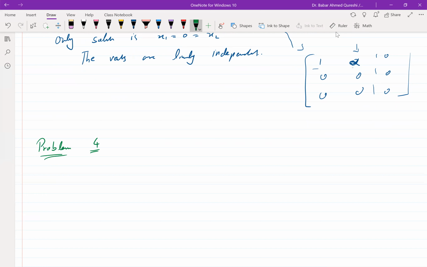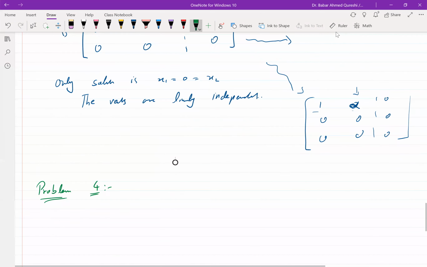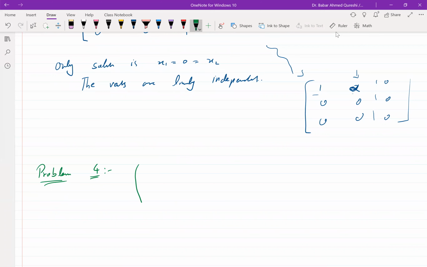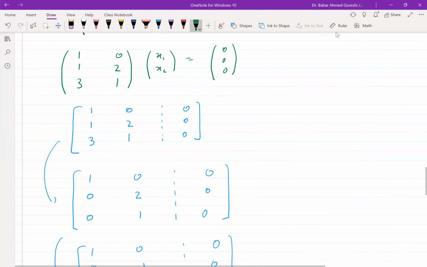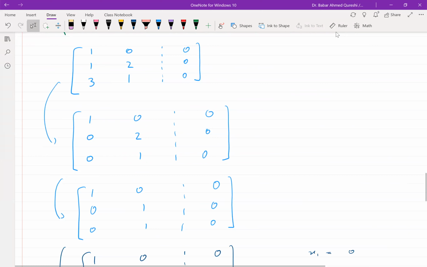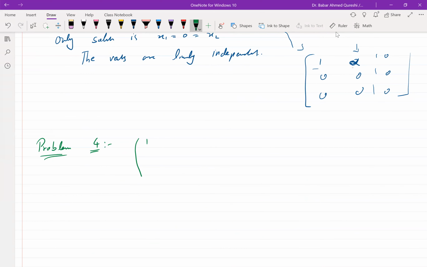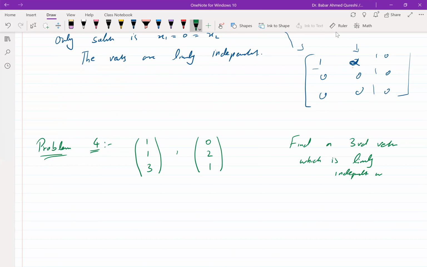This time, I take these two vectors from the previous problem, 113 and 021. And I say, find a third vector which is linearly independent with them.